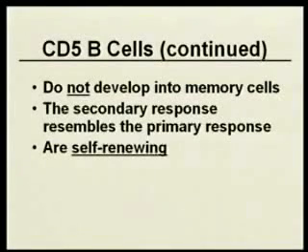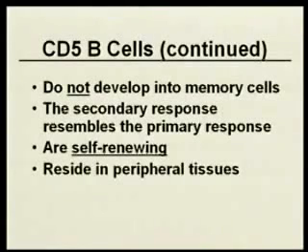Interestingly, these cells are self-renewing. That means they can proliferate in the periphery and form new CD5 cells, whereas the regular ones, as we discussed, are generated and mature in the bone marrow. You find a lot of these residing in the peripheral tissues, whereas B cells typically you can find in the secondary lymphoid organs.